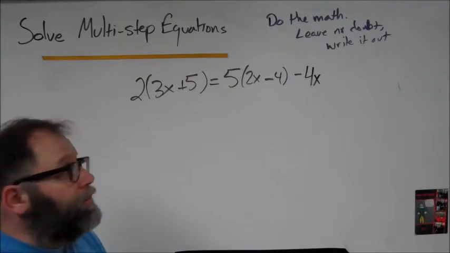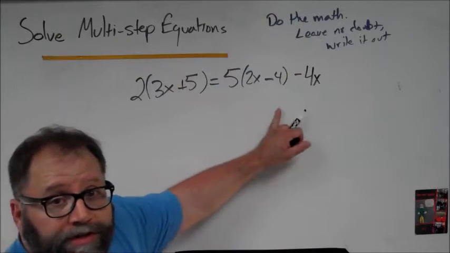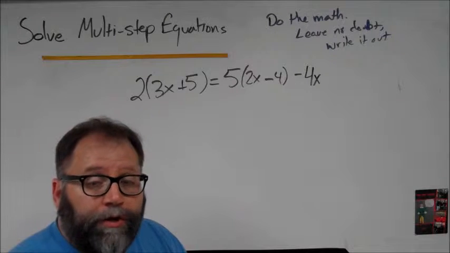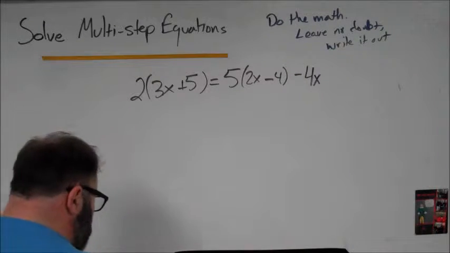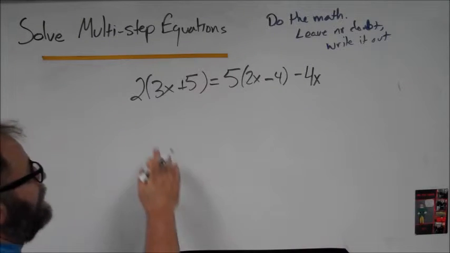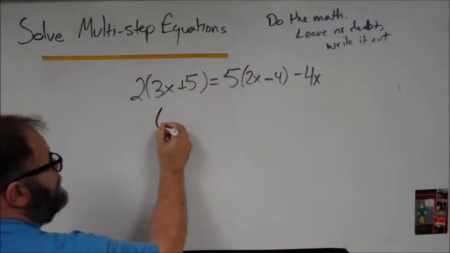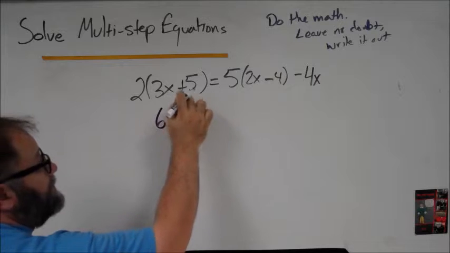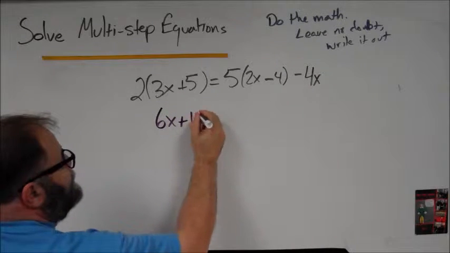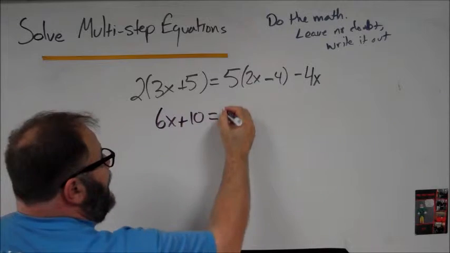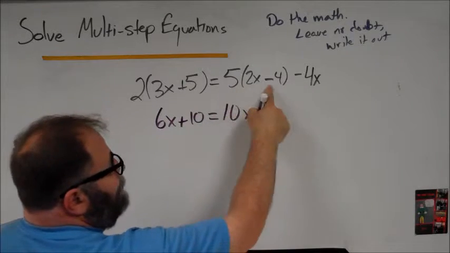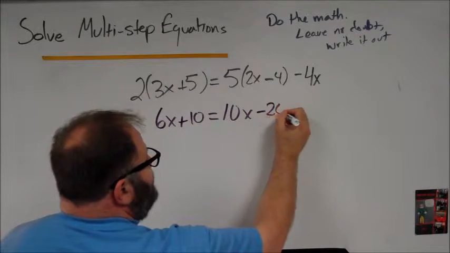Second example, remember, distribution first, then we'll gather like terms, and then we'll start doing our algebraic moves to solve this. Let me switch over to purple for this one. So I've got 2 times 3x, which is 6x. Don't forget distribution goes to the second term, plus 10 equals positive 5 times 2x is 10x. Positive 5 times negative 4 is minus 20.